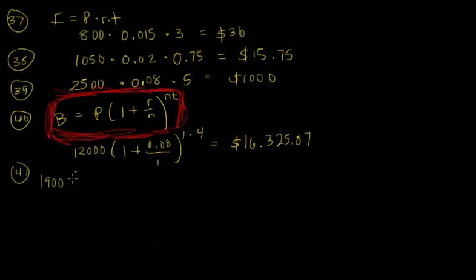So 1,950 parentheses 1 plus we have a 5% interest rate, so 0.05, compounded annually, so that's once per year, and we were talking about 2 years, so 1 times 2. When I do that, I got $2,149.88. I'll put my little comma, and 88 cents. Anyways, 42.